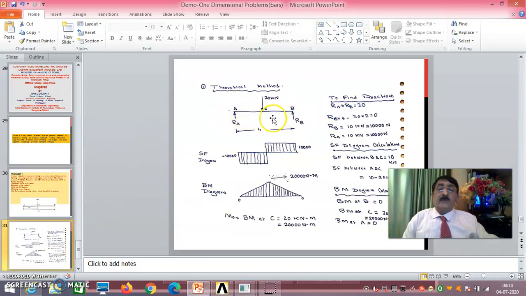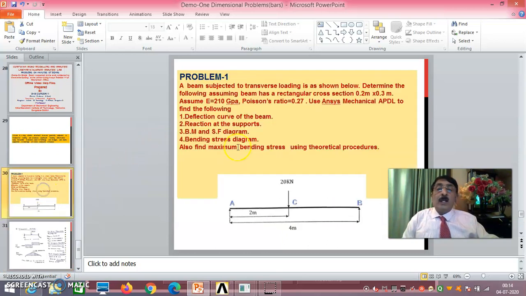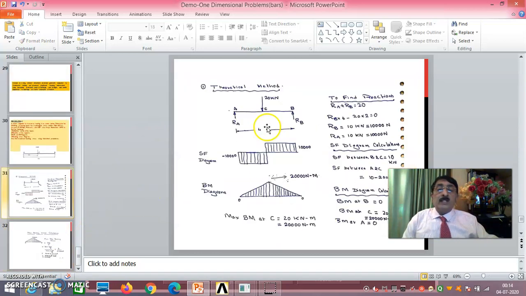AB, the length is 4. Let us say RA is the reaction at the support here, RB is the reaction at B, and at the middle you have a 20 kilonewton transverse load, correct? 20 kilonewtons transverse load.